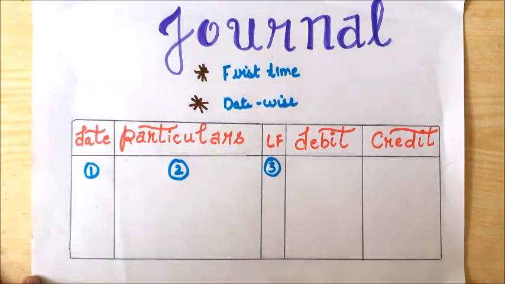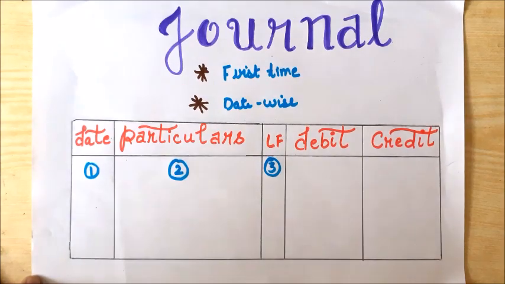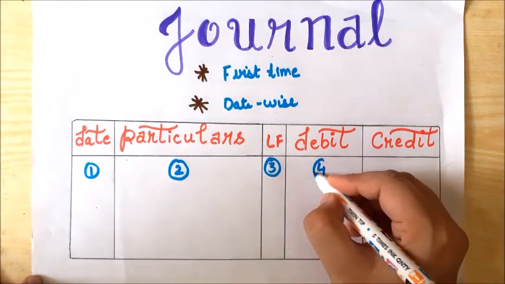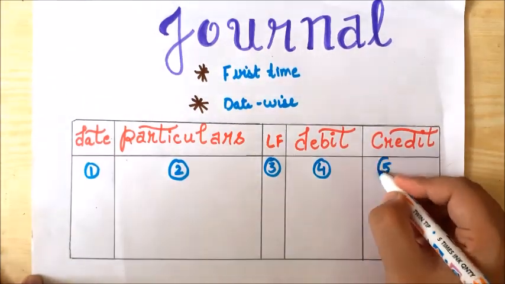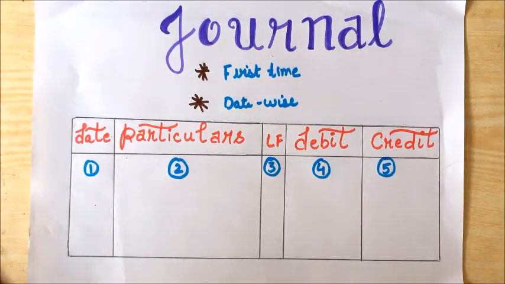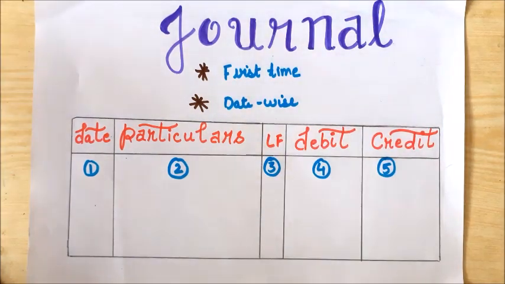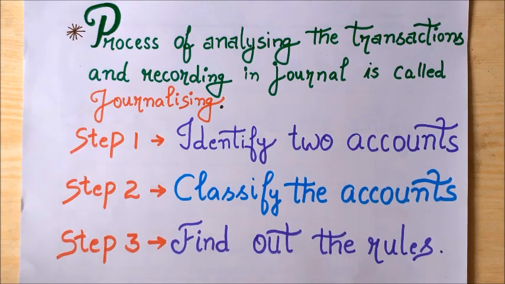After the journal, the entries are transferred to the ledger, so the page number of the ledger folio is recorded over here. The fourth and fifth columns represent the amount columns. So the accounts that need to be debited and credited, the amounts of those accounts are recorded over here. The process of analyzing the transactions and recording them in the journal is called journalizing.